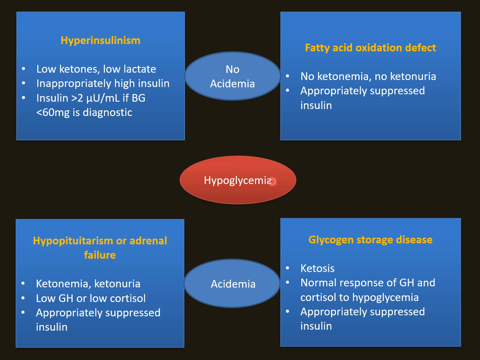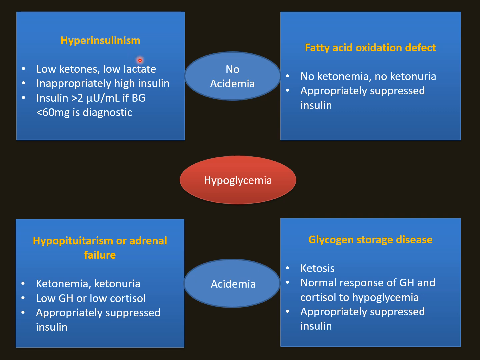This slide is to differentiate between rare causes of hypoglycemia, and you will use the lab results from the critical sample you obtained during the attack of hypoglycemia. I divided it into an upper half and a lower half. The upper half is without acidemia, and the lower half is causes of hypoglycemia with acidemia or with acidosis. So the first one is hyperinsulinism.